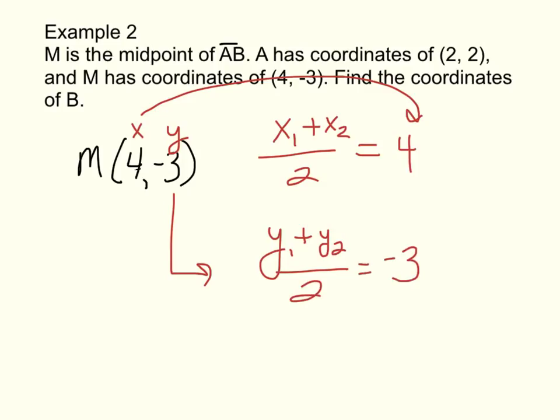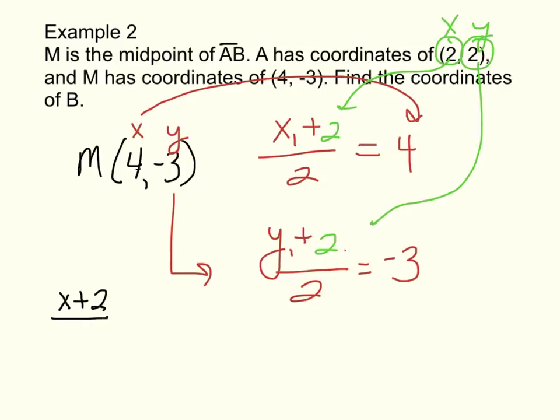But wait a minute. We actually have one of the x values and one of the y values. So I'm going to erase the x value and the y value here. Notice right here, A has coordinates of 2 and 2. This is x, this is y. So we know one of them, so let's plug them in. There's my first equation: x plus 2, because we don't know one of the x's but we know the other one. (x + 2) divided by 2 equals 4.